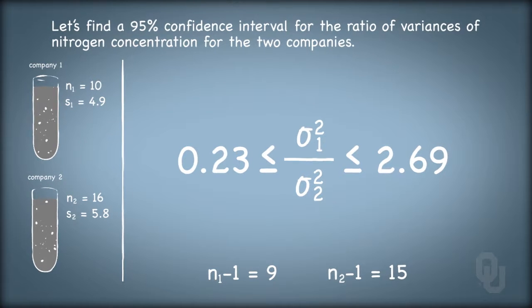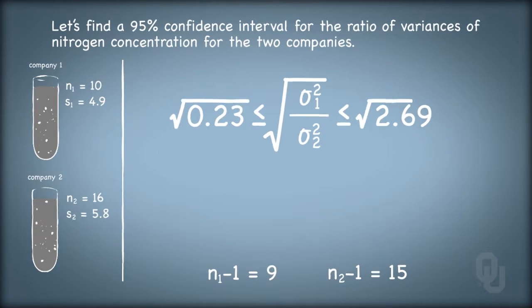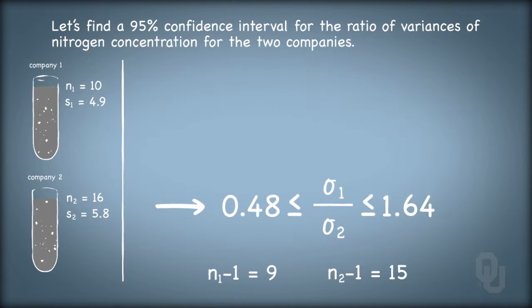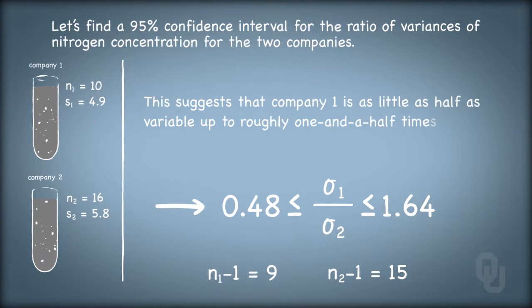We could also say that we're 95% confident that the true ratio of standard deviations lies between 0.48 and 1.64 by taking the standard deviation of both sides. This suggests that Company 1 is as little as half as variable, up to roughly 1.5 times as variable as Company 2.